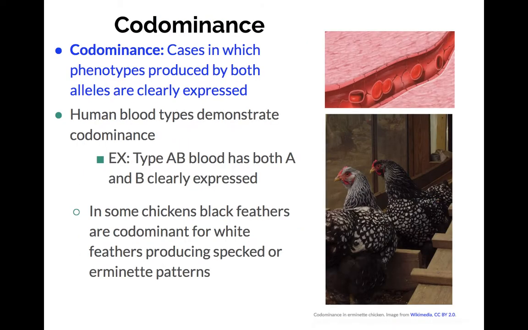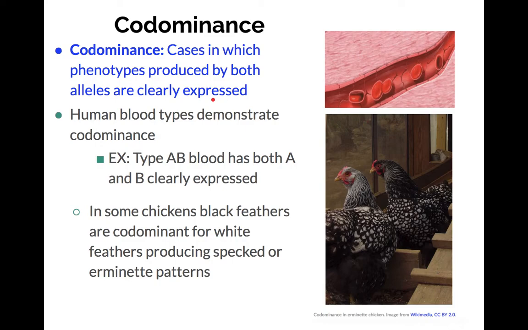All right, the next pattern that we're going to talk about is codominance. Now, codominance is when cases in which phenotypes produced by both alleles are clearly expressed. Keep in mind it's really easy to get this one confused with incomplete dominance. Remember, here's your key word: both alleles are clearly expressed, right? So that's kind of the key word for that definition.